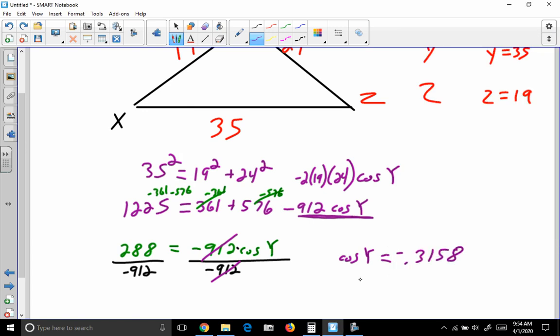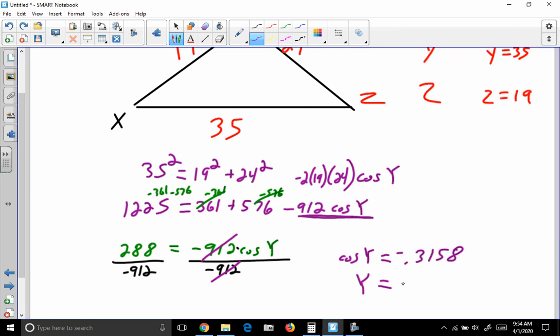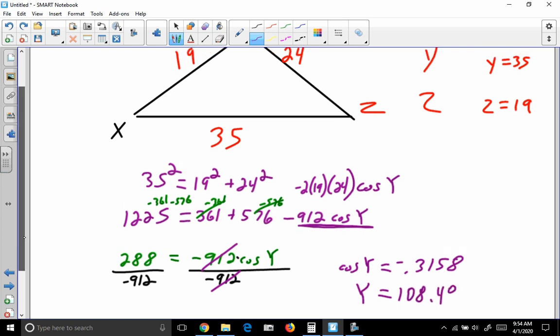Since that's negative, when we do inverse cosine, we're not going to get a first and second quadrant answer. The answer that we need is going to be just in the second quadrant because cosine is negative in the second and the third quadrant, but we can't use a third quadrant answer. So 108.4 is the answer we need.